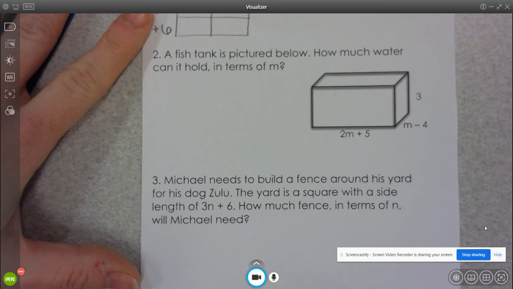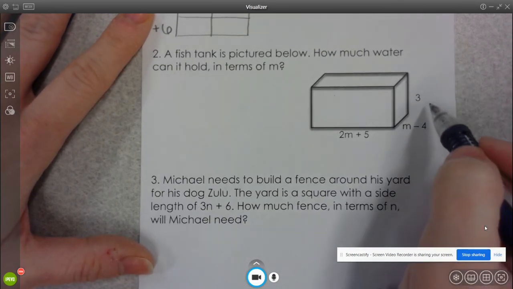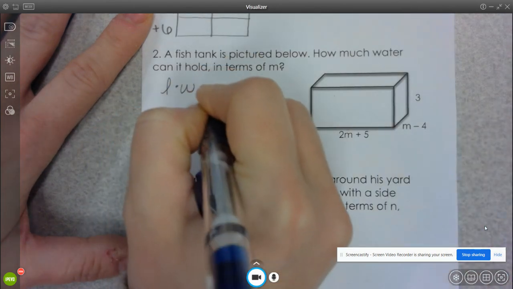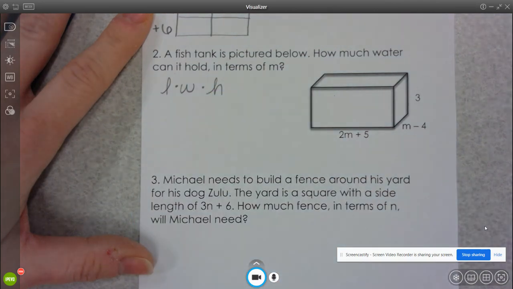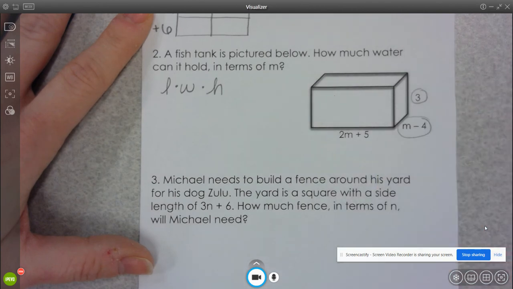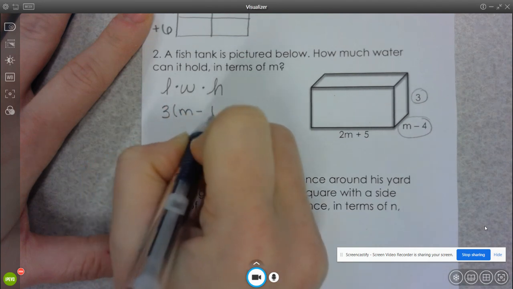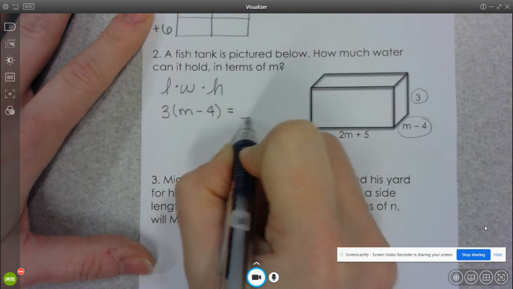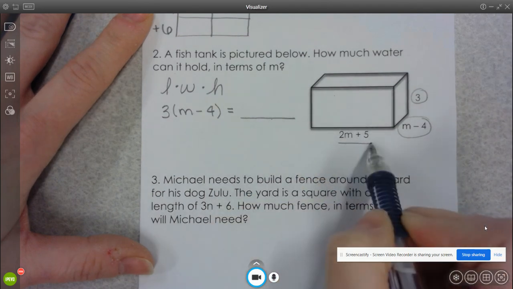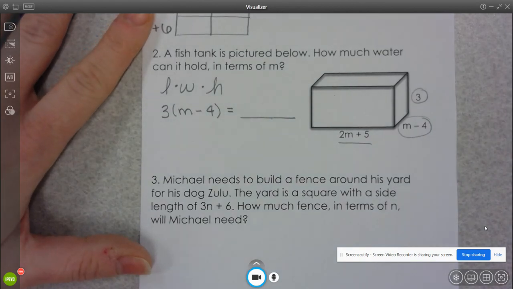For number 2, talking about a fish tank and how much water it could hold, this is a volume question. So I need to do length times width times height. Personally, I would do 3 times m minus 4 first. I would figure out what that gets me, and then I would multiply that by 2m minus 5. So you're actually going to have to multiply twice in this case.